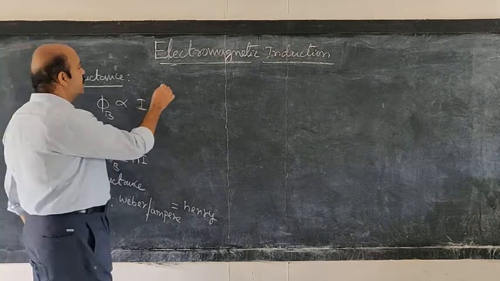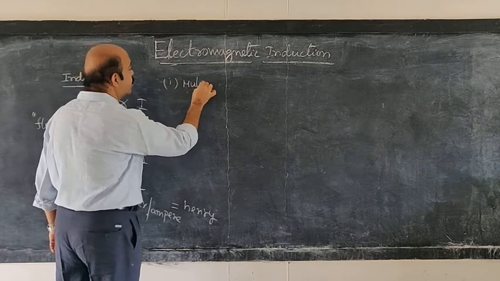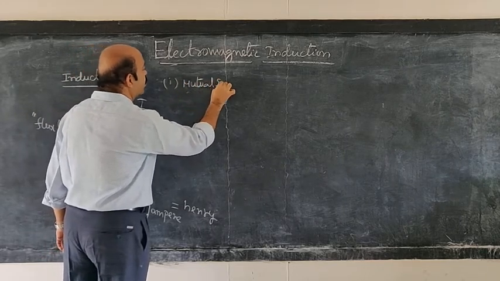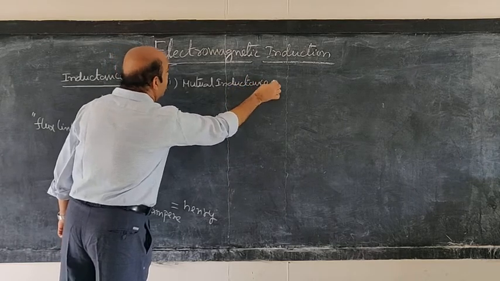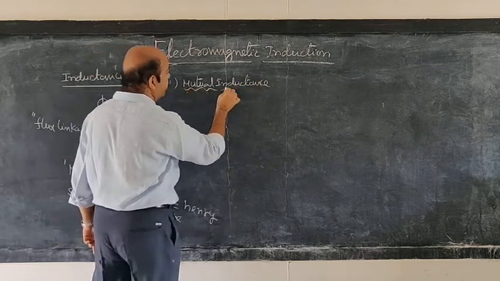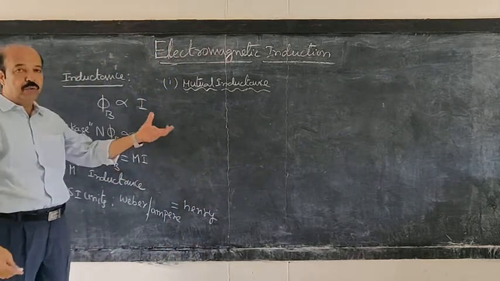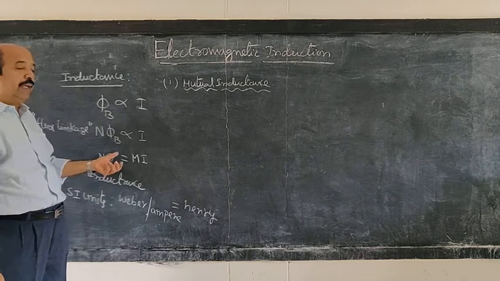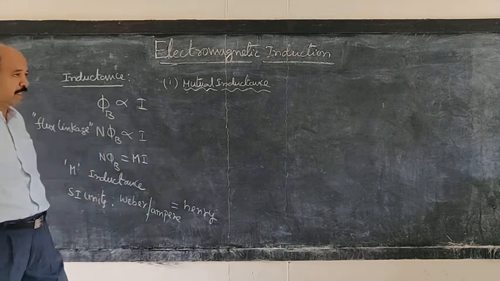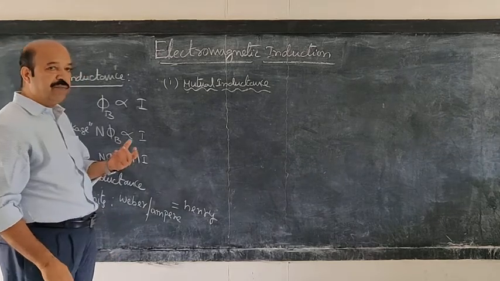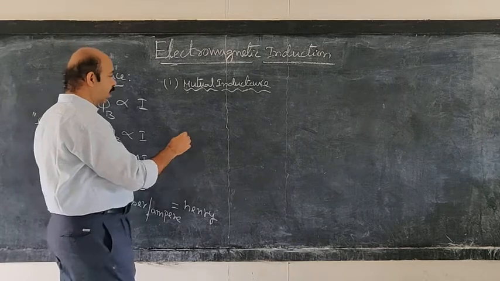Now let us discuss the mutual inductance of two coils. When this proportionality constant is defined for two nearby coils, we call it mutual inductance. And if it is defined for the same coil, then it is called self-inductance.